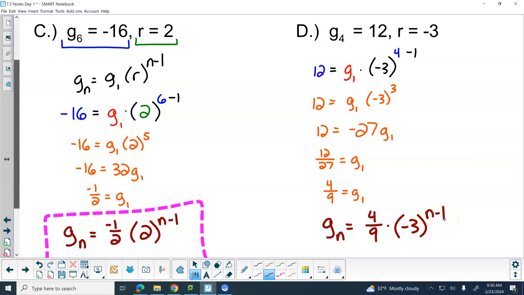I get 4/9 times -3 to the n minus 1 power. No. Oh, sorry, yes, it should be. I forgot I did just the negative sign there. My fault. Yes.